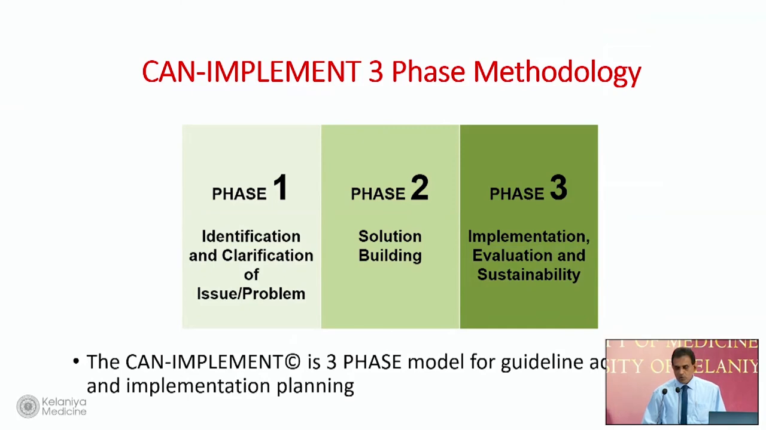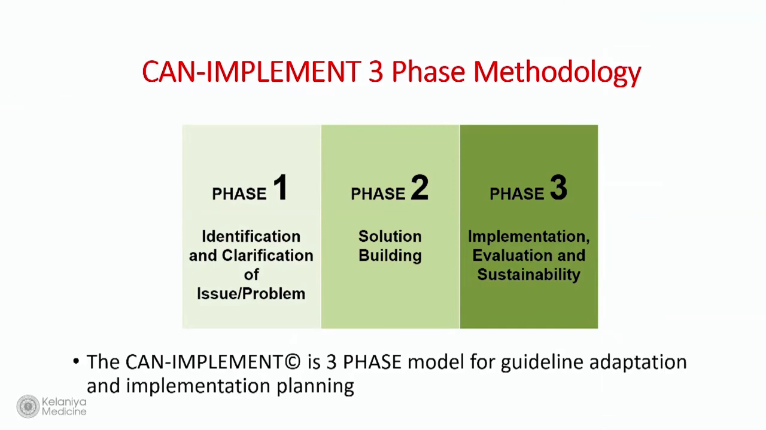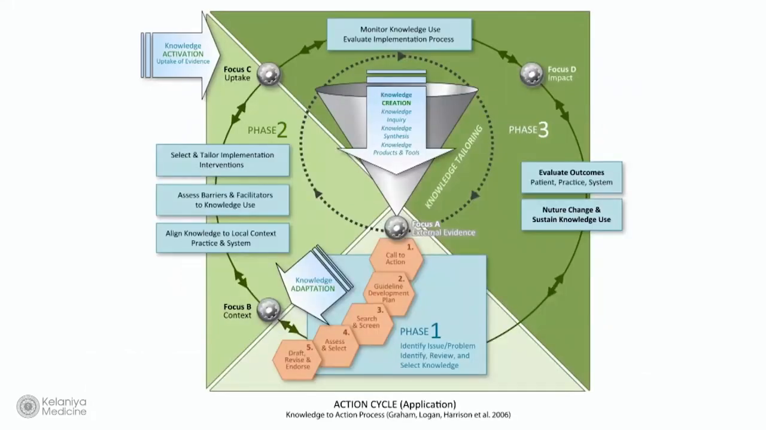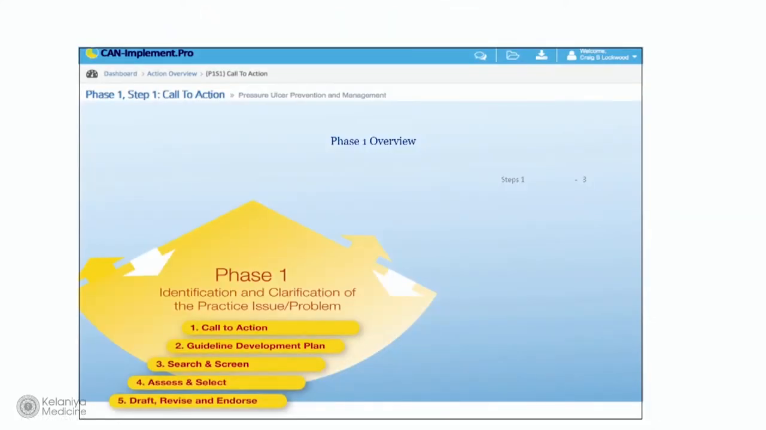Okay. Then I would like to spend one minute on CAN-IMPLEMENT. It is a software process. It has three phases for guideline adaptation and implementation planning. This is the CAN-IMPLEMENT program, phase 1, usually guideline adaptation, then phase 2, planning for implementation, then phase 3, monitoring implementation. So this is phase 1, again the same steps are there, a different version. You can even download this and use it for guideline adaptation.